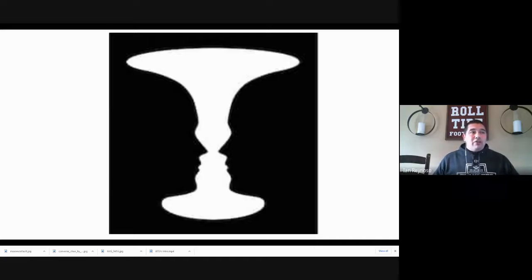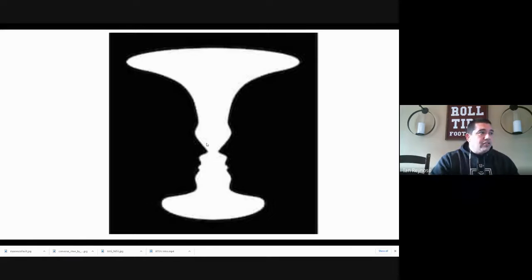Now, some of us look at this and we see the white like a candlestick or chalice or like the opening of a horn or a trumpet, right? We see that and we say, oh, okay, that's what I'm looking at. Some of us look at it and we see the two faces. We see a forehead, eye, nose, mouth, chin. The white is what we call our positive space, and the black is what we call our negative space.